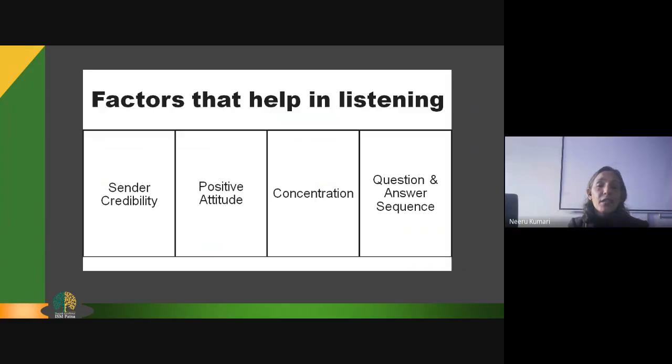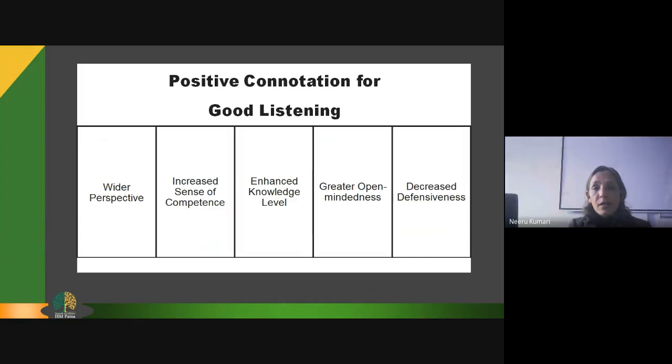And in case you find that this is not interesting, you can start asking relevant questions, not to check the knowledge or skills, but to connect with the speaker, so that the speaker can have complete confidence in the listener. If you have these things applied in your life, what are you going to do? You will have the positive connotation of being a good listener. And for that, you need to have a wider perspective.